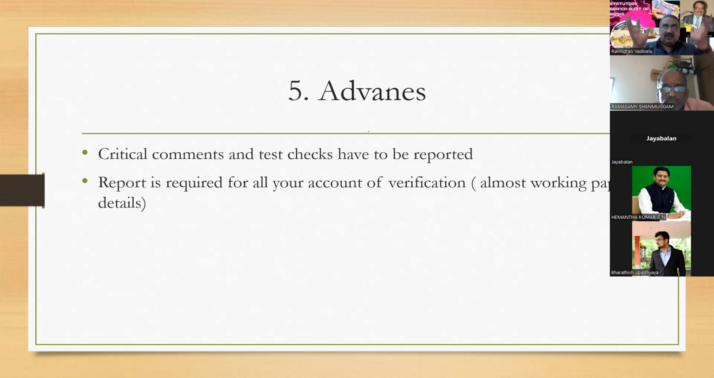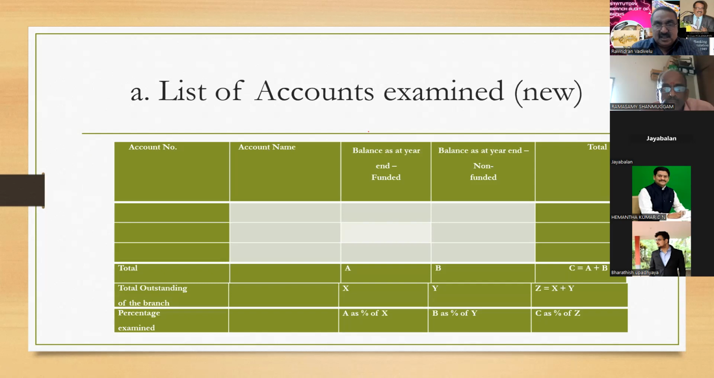This is the total advance, how many accounts you have verified. Everything will be there. So this is the list of accounts examined. It's a new format. Here they say account number, account name. So that means you have to give the big list of account numbers and account names. All the numbers you have to write, which means it's a very tedious job.